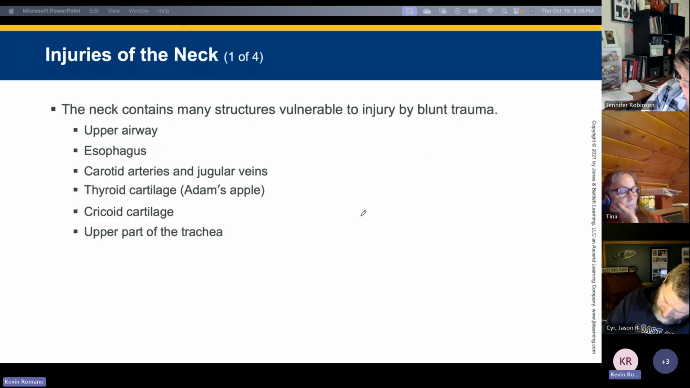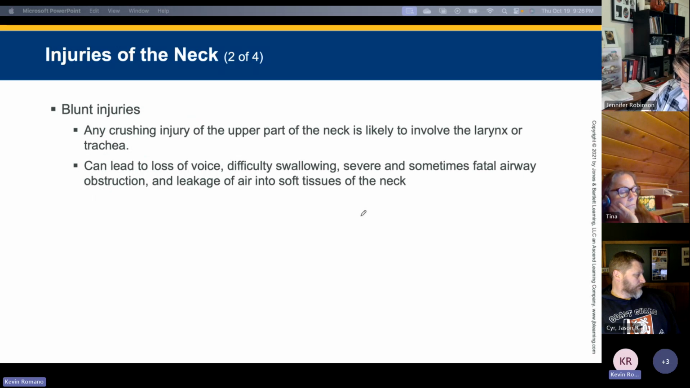Right. The neck contains many structures vulnerable to injury by blunt trauma: upper airway, esophagus, carotid arteries, jugular veins, thyroid cartilage, which is the Adam's apple, cricoid cartilage, and the upper part of the trachea. So blunt injuries or any crush injury of the upper part of the neck is likely to involve the larynx or trachea. This can lead to a loss of voice, difficulty swallowing, severe and sometimes fatal airway obstruction, and a leakage of air into the soft tissues of the neck. Right? We don't want that either. The soft tissues of the neck can start causing subcutaneous emphysema, right?